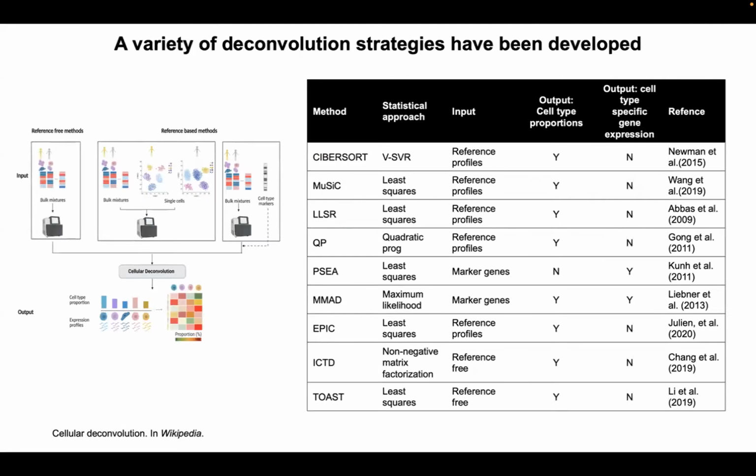So generally, deconvolution can be divided into two parts. One is reference-free, another is reference-based. For those references, you can either derive them from your single-cell matrix, or you can obtain them from flow cytometry cell type markers. They will provide you cell proportions, and some tools will provide you the expression profile in step 2.